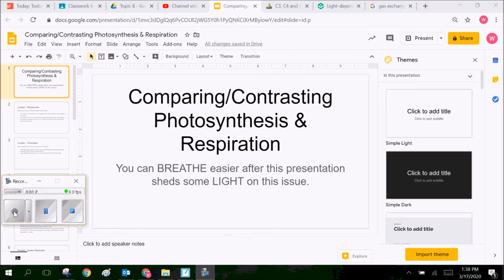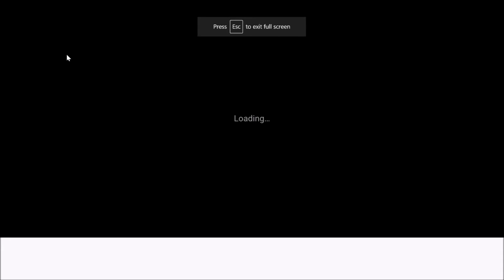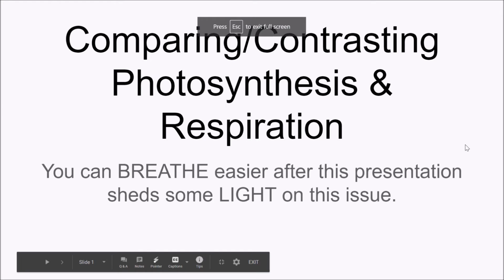Today we're going to be talking about the comparison of photosynthesis and respiration. So after this, hopefully you'll be able to breathe a little easier after we shed some light on this issue. All puns are severely intended. Okay, so let's go ahead and dive right in.